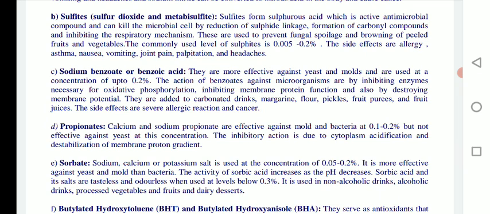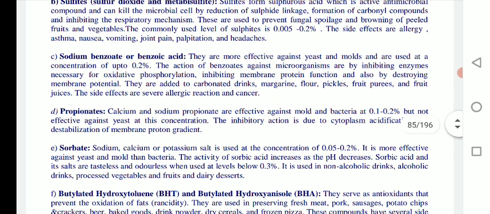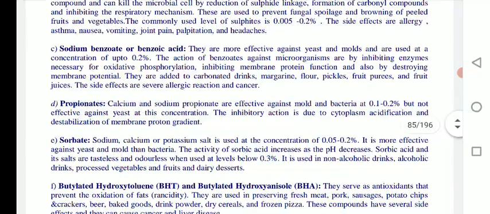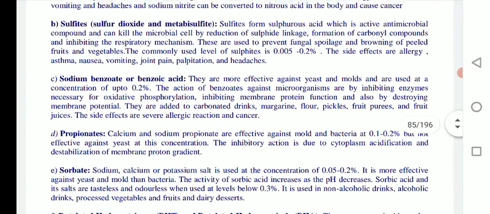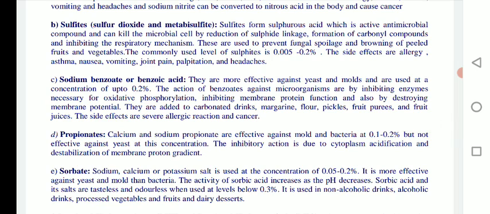This is used in very trace concentrations, and the side effects are allergy, asthma, nausea, vomiting, as well as joint pain, palpitation, and headache. So these are abnormal conditions seen in the human body.